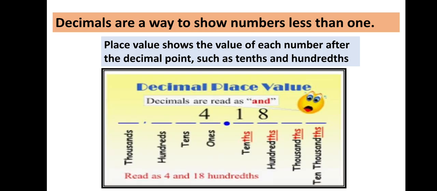Look at this decimal place value chart. The number is 4.18. To the right side after the point, the places are tenths, hundredths, thousandths and ten-thousandths. And from the point towards the left side are ones, tens, hundreds and thousands. So we can write it as 4 and 18 hundredths.